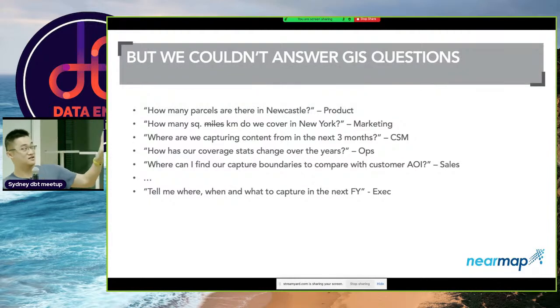How many square kilometers do we cover in New York? Again, it's merging the boundaries of New York and also our coverage plan data, and that again requires data from multiple teams in one place, with a centralized, agreed business logic to process. And the rest are very much the same as well.